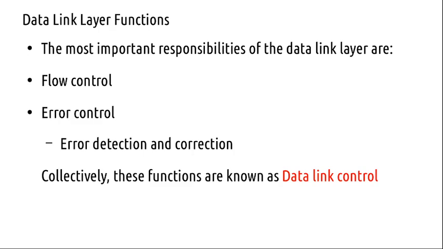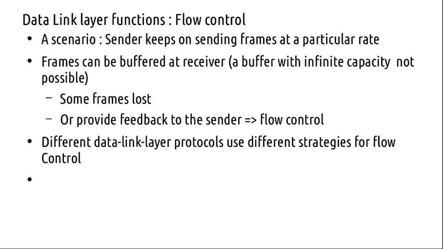If you take up a paper called cryptography or information security, there you will study forward error correction and all such algorithms. These two functions, flow control and error control, are called data link control. So why do we need flow control?